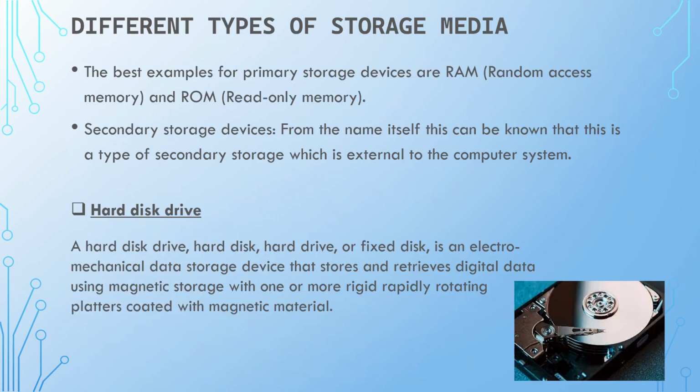After that, different types of storage media. The best examples of primary storage devices are RAM and ROM. Secondary storage devices. From the name itself, we can tell that this is the type of storage which is external to the computer system. First, hard disk. A hard disk is an electromechanical data storage device that stores and retrieves digital data using magnetic storage with one or more rapidly rotating platters coated with magnetic material.